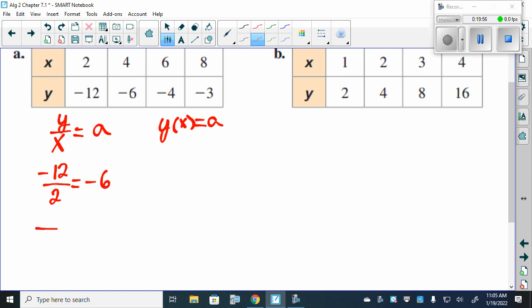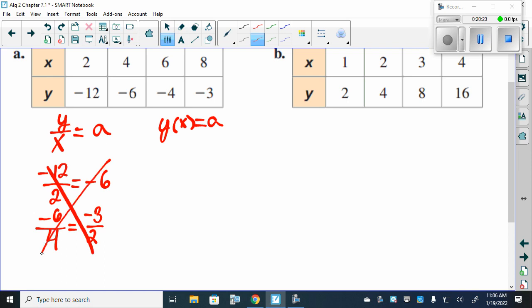Well, the next y value that we have is negative 6 divided by 4, its corresponding x value, which is negative 1.5 or negative 3/2. Either one is fine. Are those the exact same? No. So it is a direct variation?